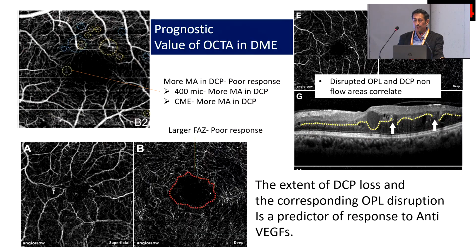And it has very good prognostic value in DME cases. If there are more microaneurysms in the DCP, patients are going to respond poorly. If there is more edema, they are more likely to have aneurysms in the deep capillary plexus. Similarly, the larger the FAZ, they also may not respond very well. And in the DCP, if you see an area of non-flow, it usually corresponds to breaks in the outer plexiform layer. So there is a correlation.